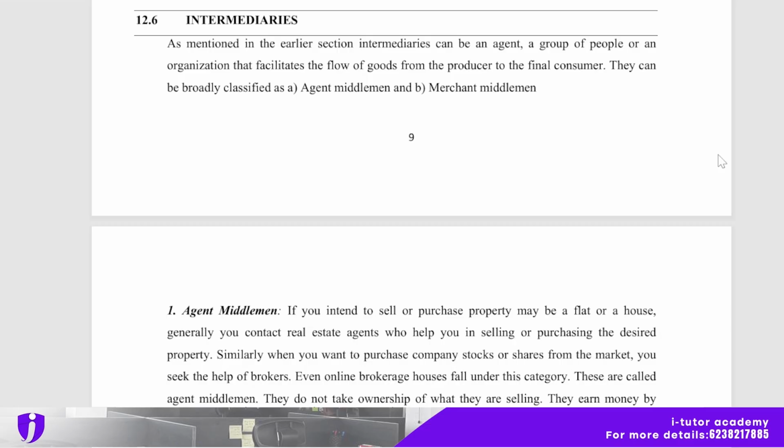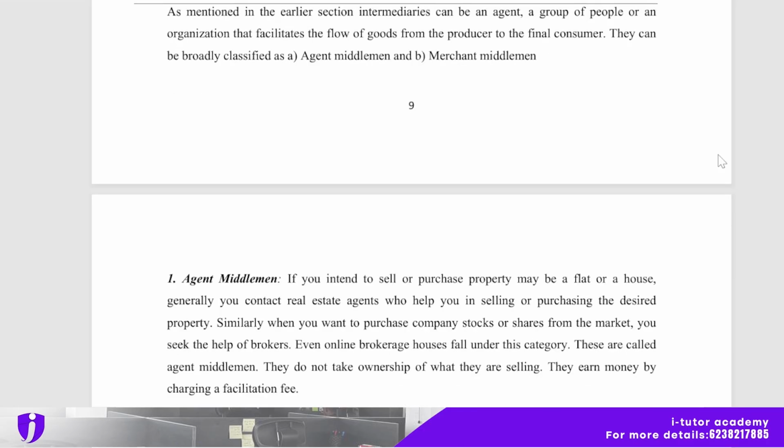So, what is intermediaries? As mentioned in the earlier section, intermediaries can be an agent, a group of people, or an organization that facilitates the flow of goods from the producer to the final consumer. You should revise the previous videos, then only you will get that continuation. They can be broadly classified into agent middleman or merchant middleman.